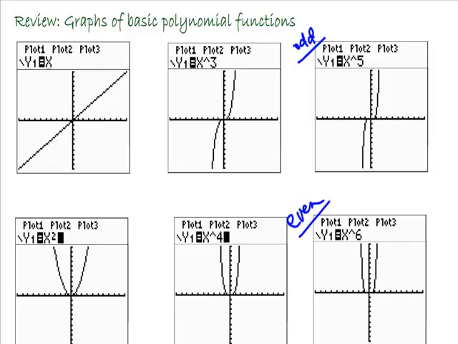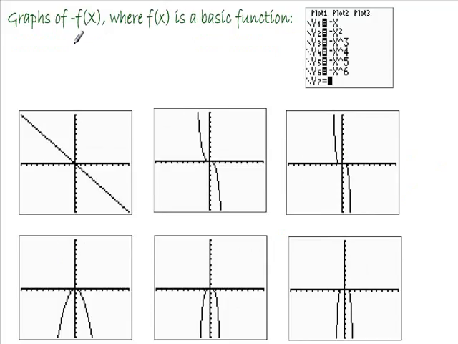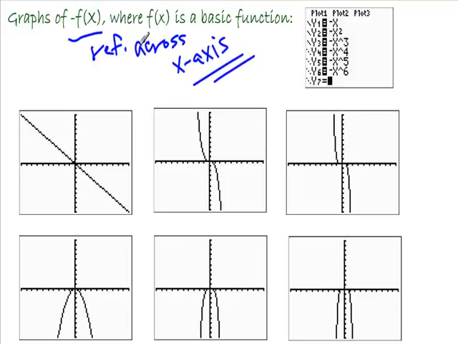Now, the other thing I want you to look at is whenever we take the reflection of these, that is negative f of x, so there we're reflecting across the x-axis. And I really don't write this horribly. This is a graphing tablet, so it's sometimes difficult to write on these. So I'm reflecting across the x-axis.